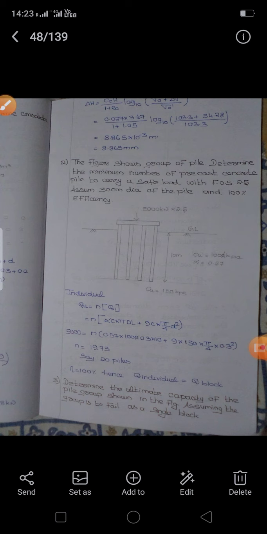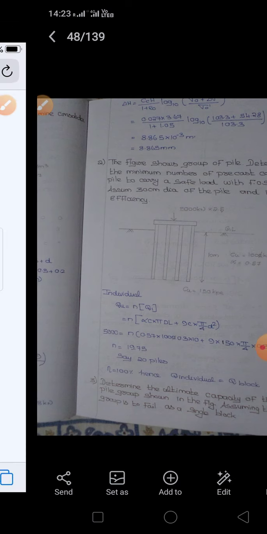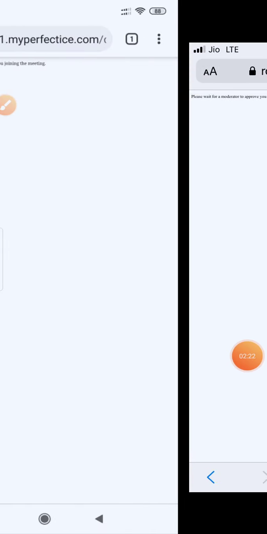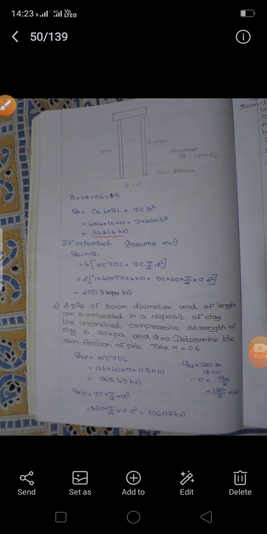The second numerical: determine the ultimate capacity of the pile group shown in the figure. Assume the group is to fail as a single block. Now, 0.4 meter diameter of the pile, length is 10 meter, phi is equal to 0, and 1.2 meter center to center, then Cu is equal to 40 kilopascal.